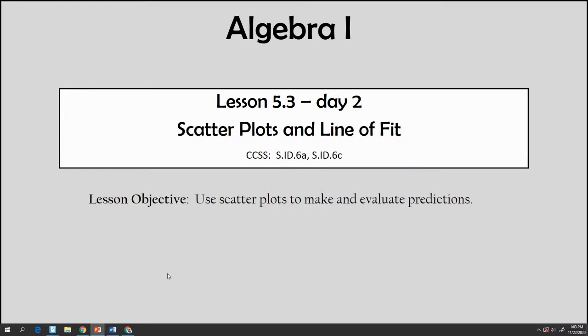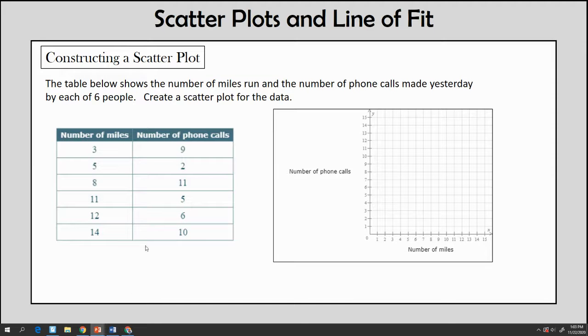All right, we're going to work on the second half of lesson 5.3 on scatter plots and lines of fit. We're going to add a couple of concepts today, talking about residual values, which help us evaluate how the line of fit actually meets the data. And we're still going to do some of the concepts we did last time we met, but we're going to add a little to it.